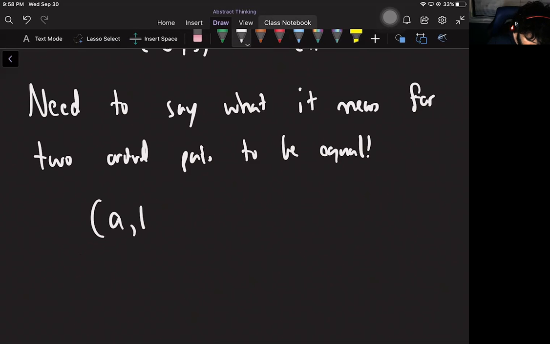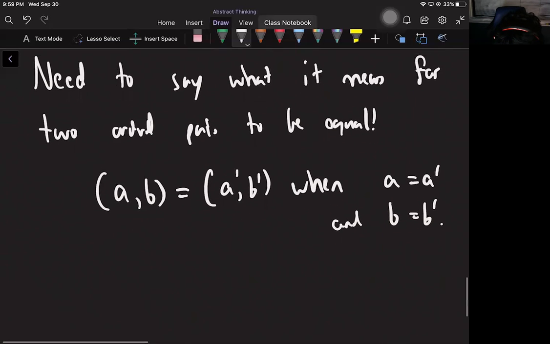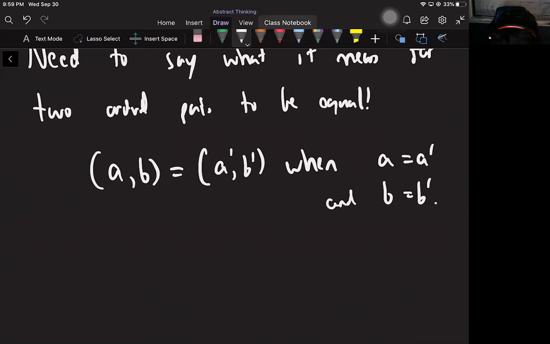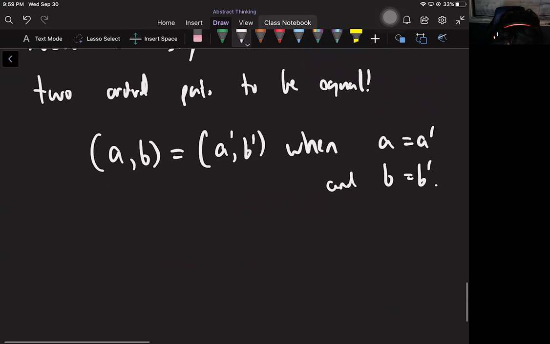So A comma B should, and this is more in general now, this is nothing to do with the examples, this is in complete generality. The coordinate A comma B should equal A prime comma B prime. What should this mean? Well, it should just mean that the first coordinates are the same and the second coordinates are the same. Of course, it's prime to indicate a different variable, not prime the derivative. It's just another way to indicate a new variable. Okay, so this is what it means for two ordered pairs to be equal.